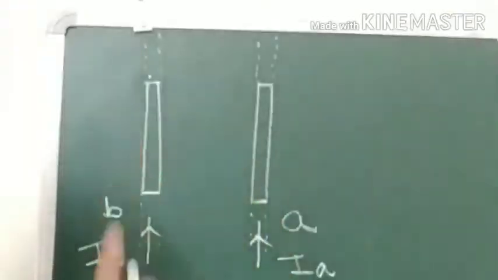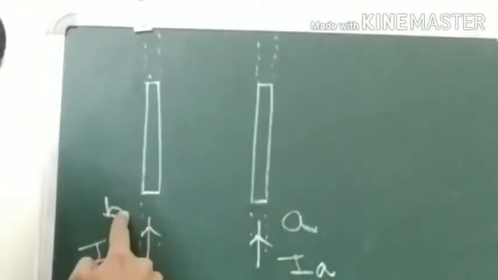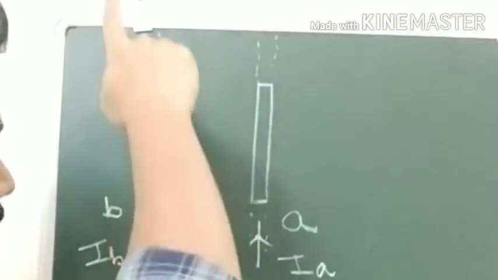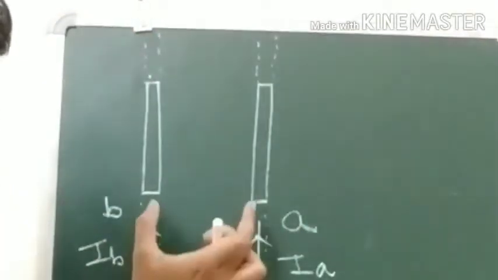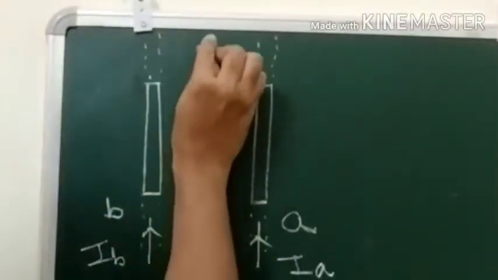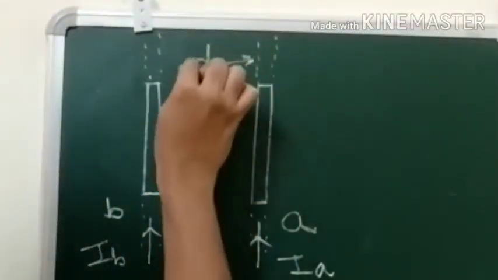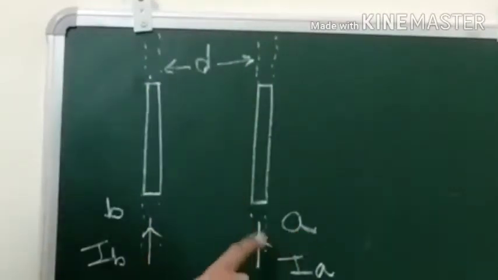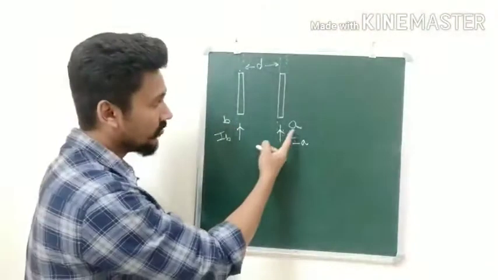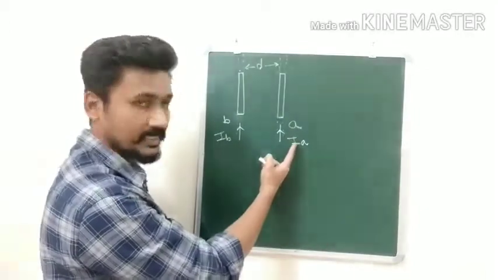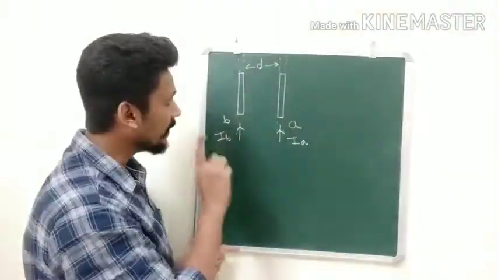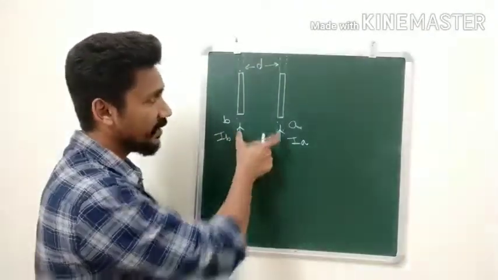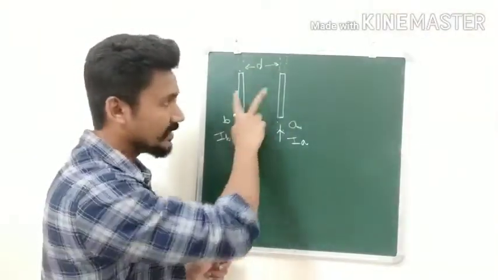So let's begin. Here we have two conductors, let us call them conductor A and conductor B. They are infinitely long and placed parallel to each other. There is some distance between them, let us say that distance is small d. Current flows through these conductors: in conductor A the current is IA, and in conductor B the current is IB. In the beginning, let us imagine both currents are parallel to each other, that is, moving in the same direction.